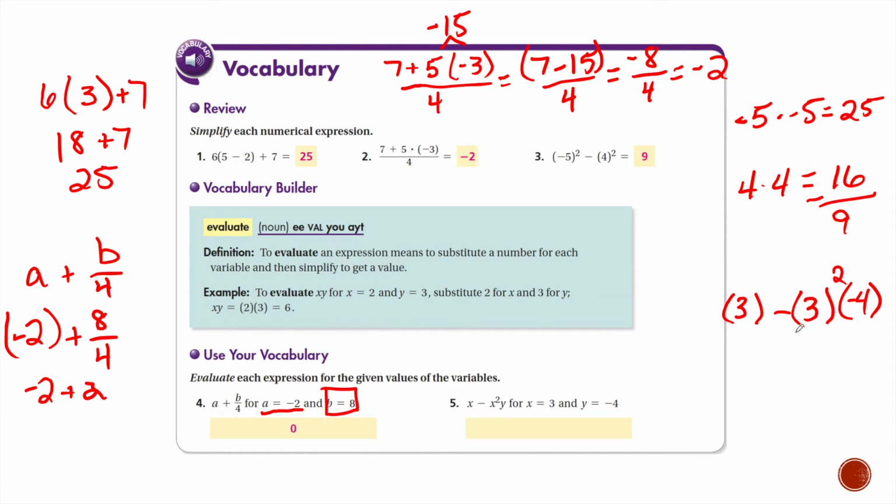Then you've got to simplify it. Exponents first, so we have 3 minus 3 squared, which is 9, times a -4. I'm just going to bring down what we don't do. Then you get 3, but if I take a look at this, I know that this is a -9 times a -4, which becomes a positive 36, which means that our answer will be 3 plus 36, which is 39.